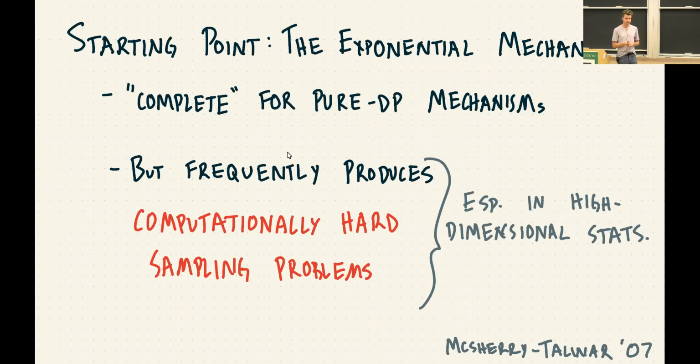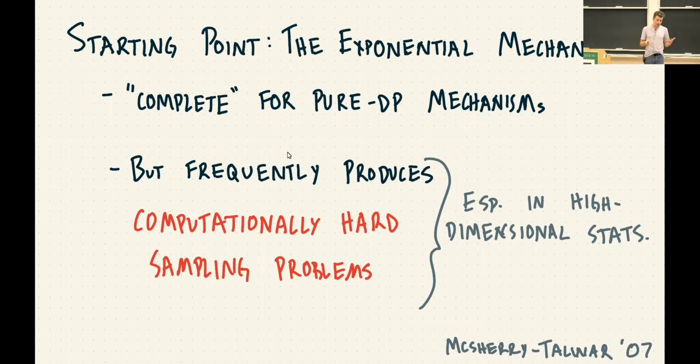So the starting point for this talk is the exponential mechanism, which I probably don't have to introduce in this audience. We'll review it later, but the exponential mechanism is the core tool for pure DP algorithm design. Core in the sense that it's complete for pure DP mechanisms, right? Every pure DP mechanism, if you take the log probability, you can view that as an instantiation of the exponential mechanism. So it's like the most powerful tool for pure DP mechanism design.